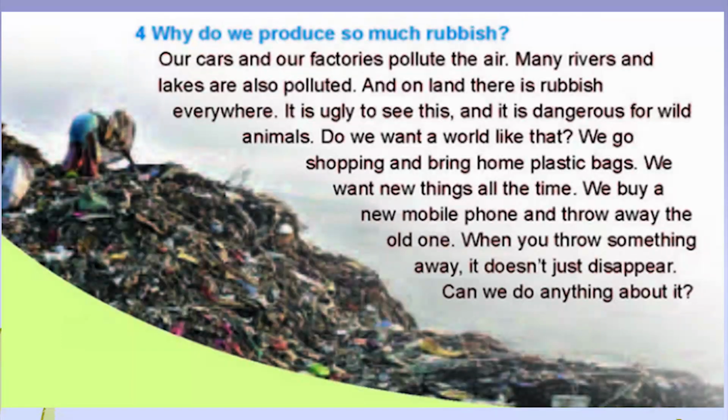The last text is number 4, and let's go on. We are again to find the reasons why we produce so much rubbish in the text. Let's read it. Our cars and our factories pollute the air. Many rivers and lakes are also polluted. And on the land, there is rubbish everywhere. It is ugly to see this, and it is dangerous for wild animals. Do we want a world like that?